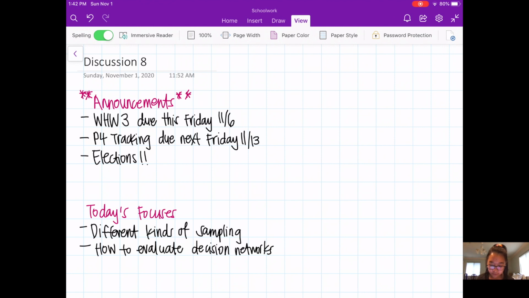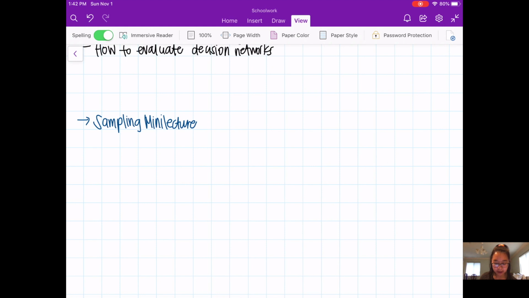Cool. And then for this worksheet, our focuses are on sampling and then on decision networks. So we're just going to dive right into sampling with a mini lecture.